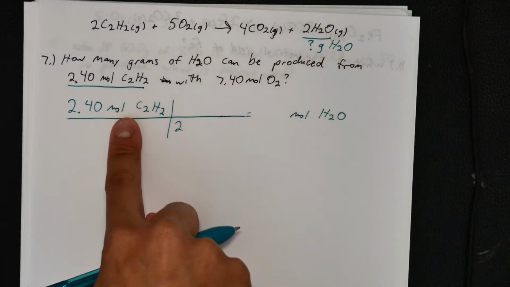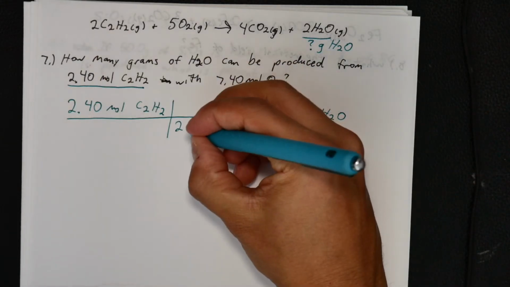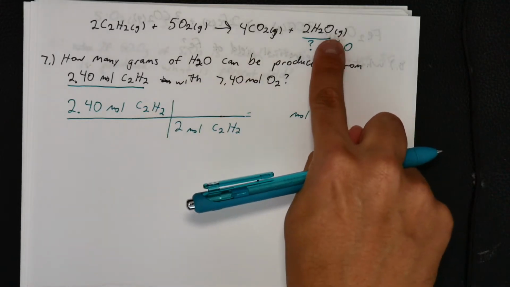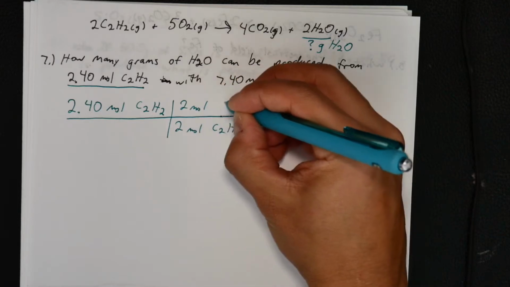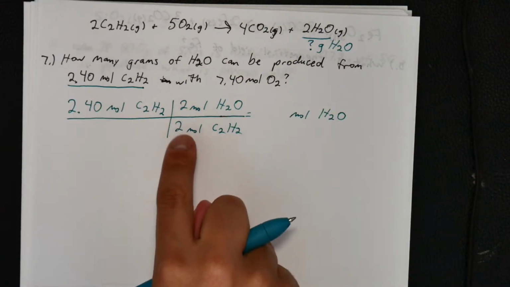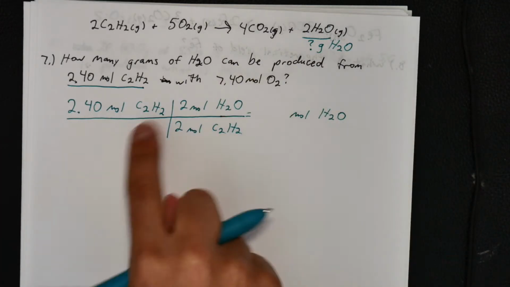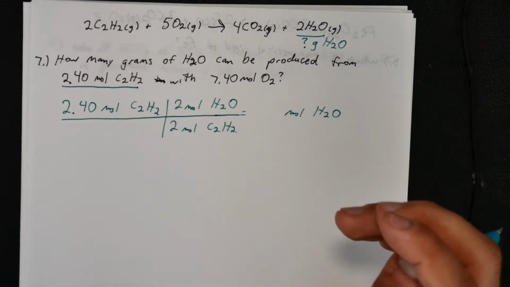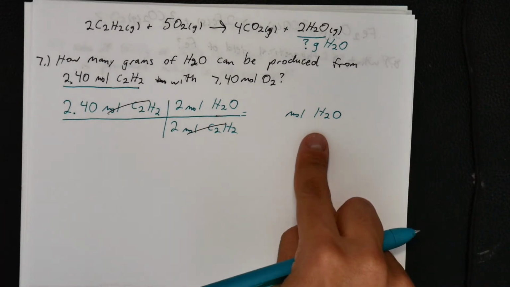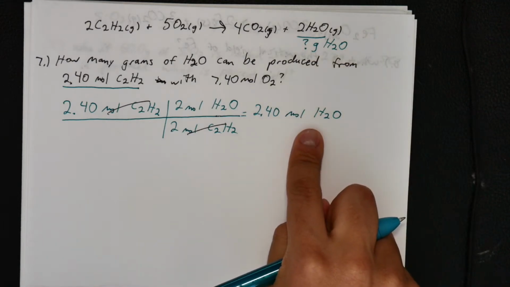Since I'm starting with moles of C2H2, the 2 moles of C2H2 from the reaction will be written on the bottom, so it cancels. And the 2 moles of H2O will be written on the top, like this. Now, we're basically going to take this number times 2 divide by 2, which isn't going to do anything. So I'm not even going to pull a calculator out, because I can already tell you that the number that we are starting with is going to be the exact same number over here. 2.40 moles of H2O.